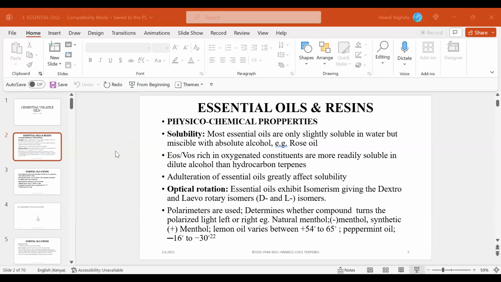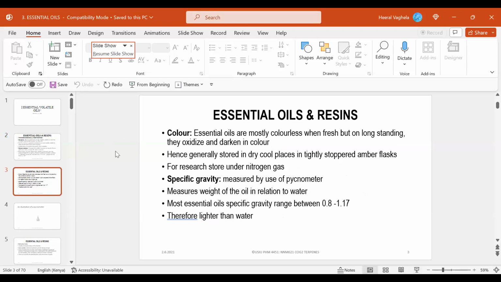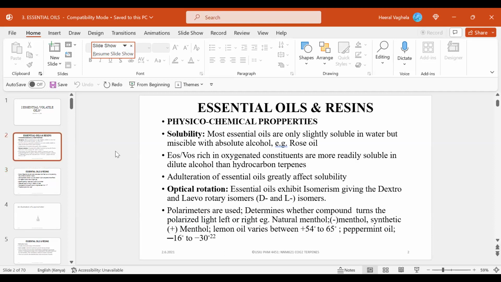Like I said, solubility is one of the properties where they're mostly soluble in absolute alcohol. Optical rotation is either dextro or levo. And then color, they're mostly colorless, but when exposed to air, they oxidize and get a darker color. Specific gravity is usually between 0.8 to 1.17, and they're lighter than water. So those are the four physicochemical properties of essential oil.